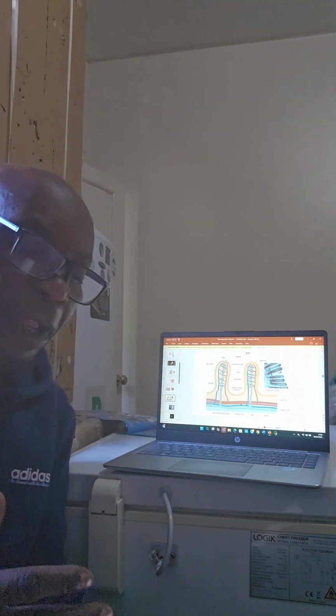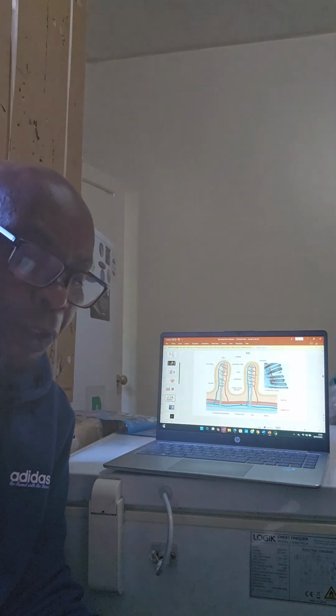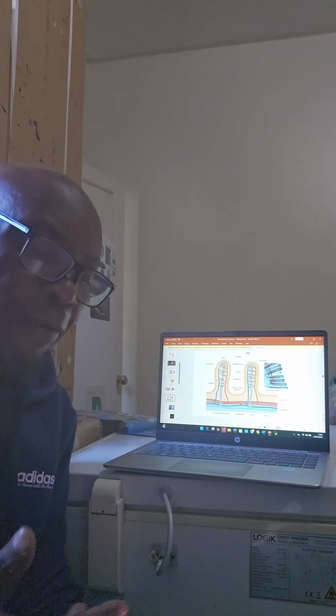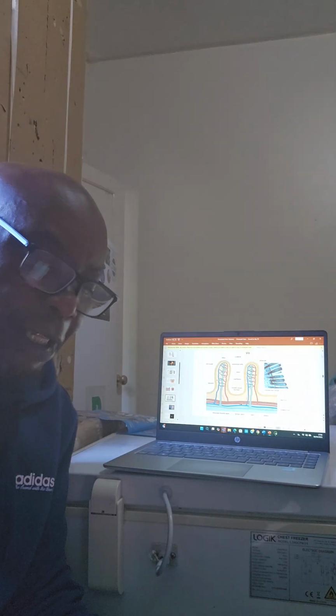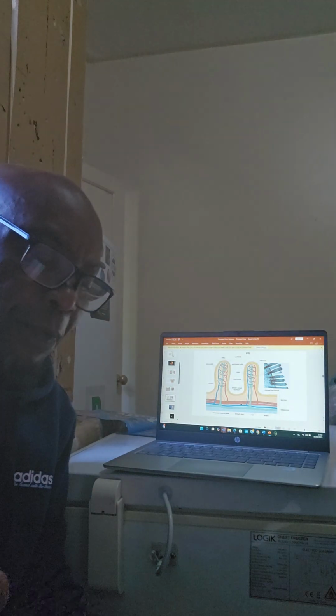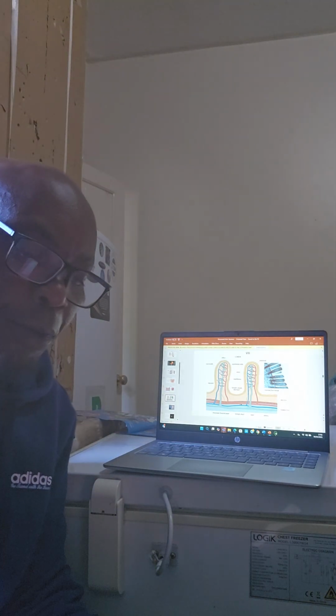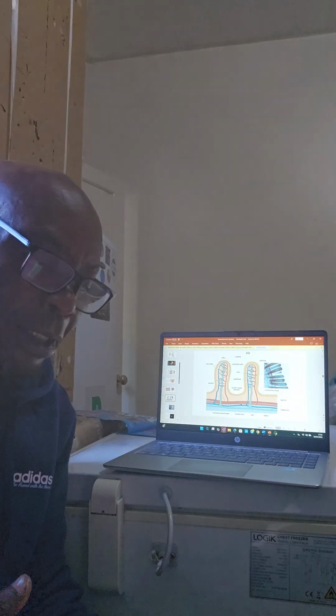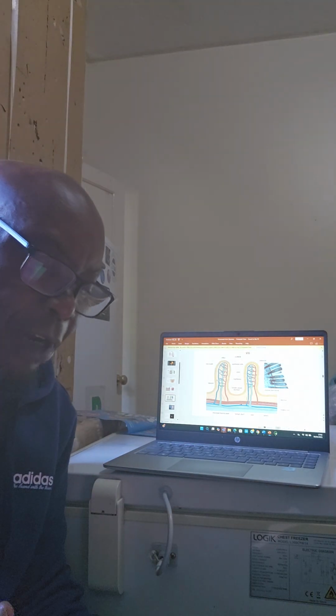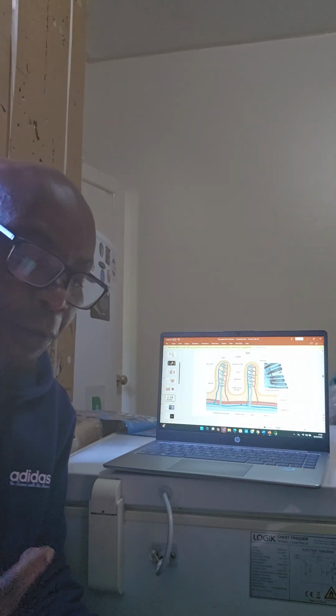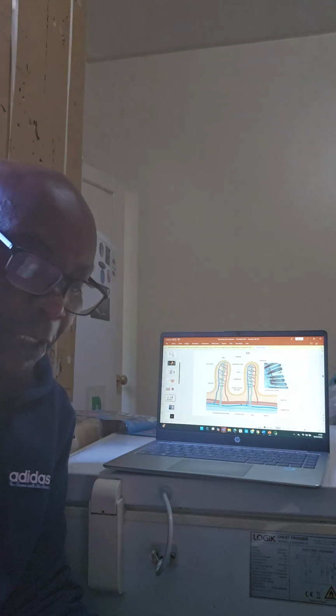The villi. The villi are small finger-like projections that extend from the lining of the small intestine. Each villus is made up of an outer layer of epithelial cells and contains a core of connective tissue, blood vessels, and lymphatic vessels. The villi increase the surface area of the intestinal lining, enhancing the absorption of nutrients, water, and electrolytes.